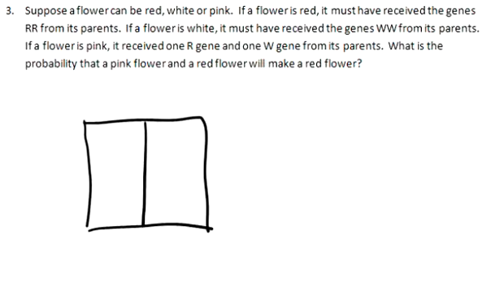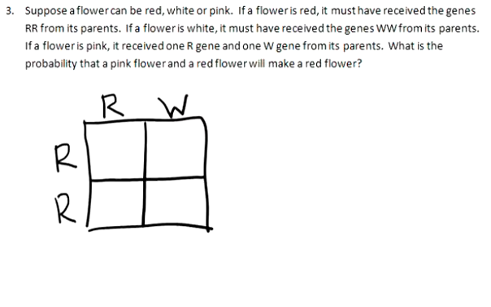Now, each one of the squares that I'm creating here is a possible combination that can be made from the two parents. If we have a pink flower, we will have a flower that has an R gene and a W gene that it could pass on. And if we have a red flower, we've got a flower that only has R's to pass on.